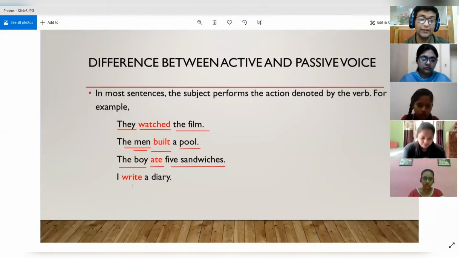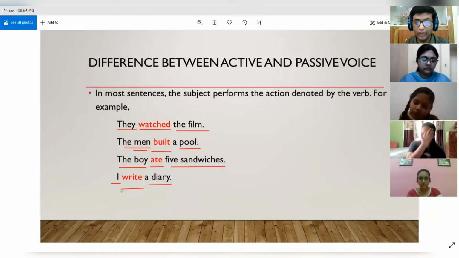Now see the last sentence. I write a diary. So I present over here will be the subject. Write will be the verb, the action that is being done. And a diary over here is the object. So the action is performed by the subject on the object diary. And the action is writing, right? So I write a diary.